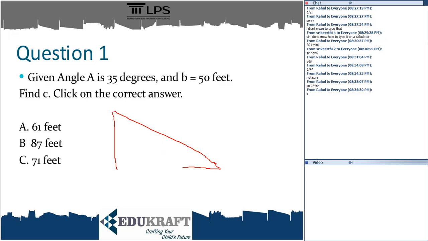So let us say, for example, if this is angle A, this is angle B, this is angle C. Then I can call this side as side A, call this side as side C, and, okay, sorry, I can call this as B, call this as C, and I can call this as A. And what I have is B, which is equal to 50. C is what is unknown. I don't know C, and that's what I have to find out. And this angle A is 35.